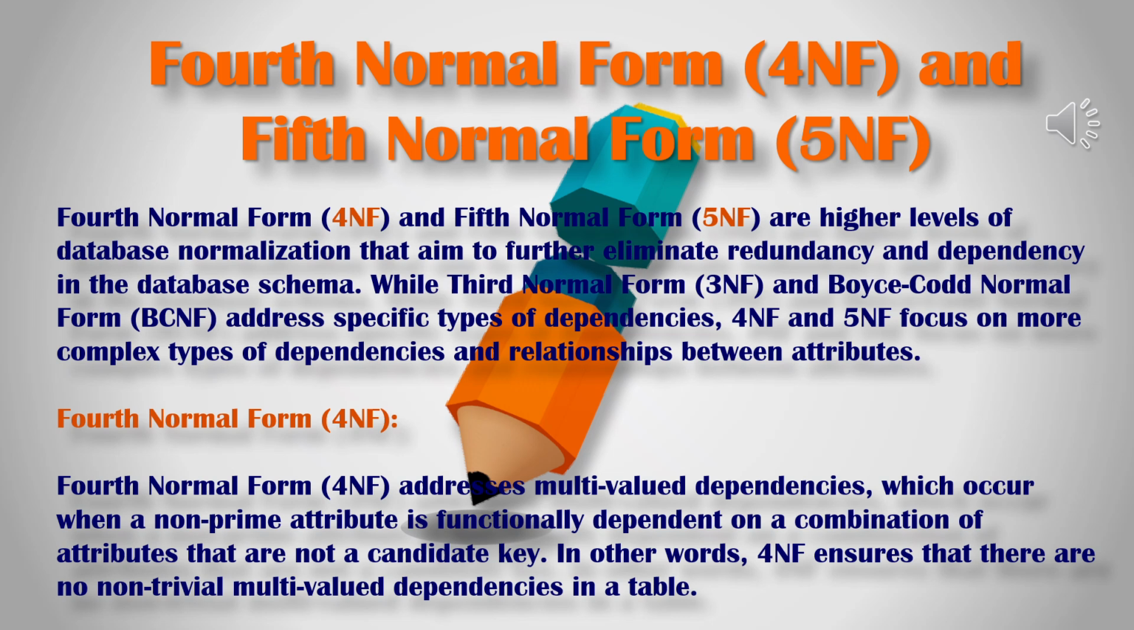Fourth normal form, 4NF, addresses multi-valued dependencies, which occur when a non-prime attribute is functionally dependent on a combination of attributes that are not a candidate key. In other words, 4NF ensures that there are no non-trivial multi-valued dependencies in a table.